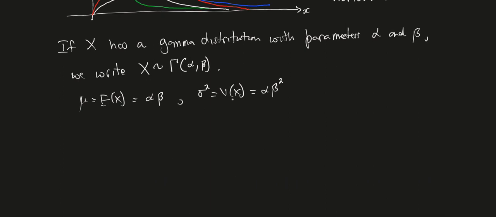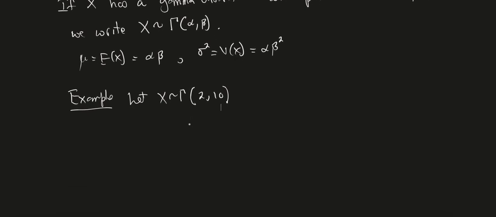Just going through computing certain probabilities, expected values, and so forth. So let's look at an example of this. Let X be gamma with parameters 2 and 10. First of all, let's practice writing down the PDF, because we're going to rely exclusively on the PDF for all the probabilities that we have to compute.